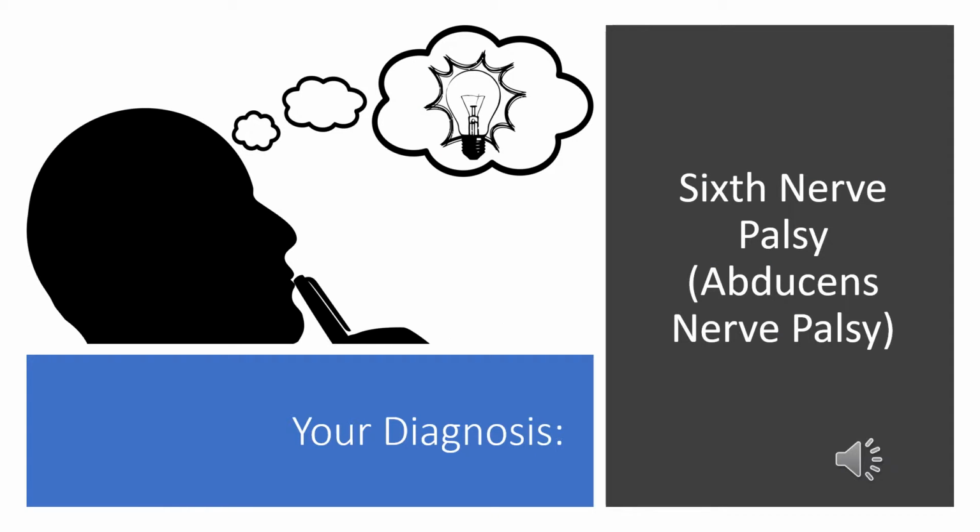After your examination, you deduce that it's sixth nerve palsy, or even called abducent nerve palsy or lateral rectus palsy.